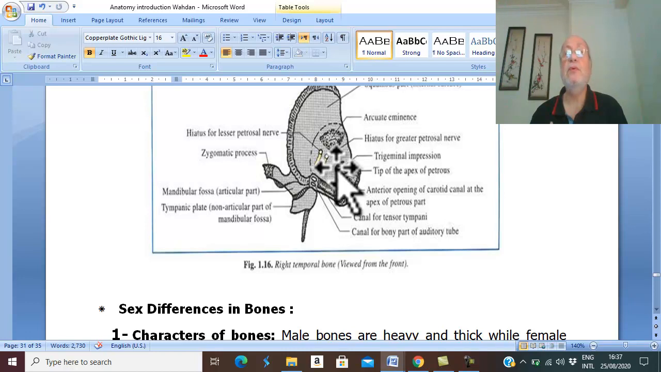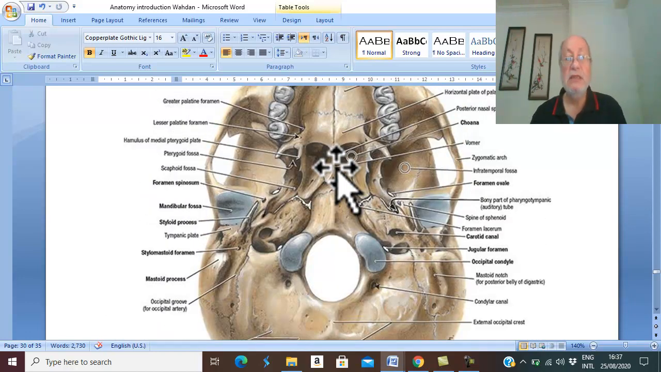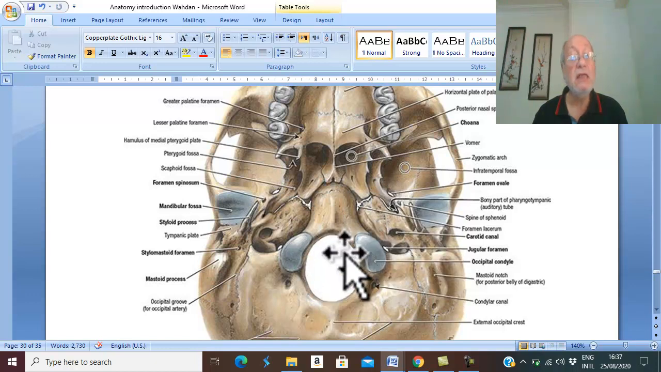Foramen. This is a typical example. The base of the skull is full of foramens, everywhere in the skull, like this large foramen. Foramen simply is a hole in the bone. Aperture. Aperture is a large foramen like this. This is called aperture.